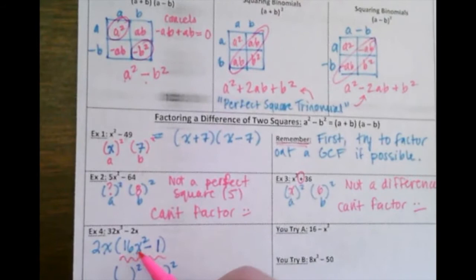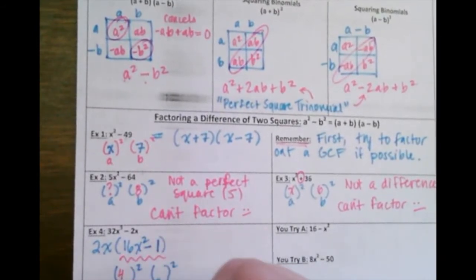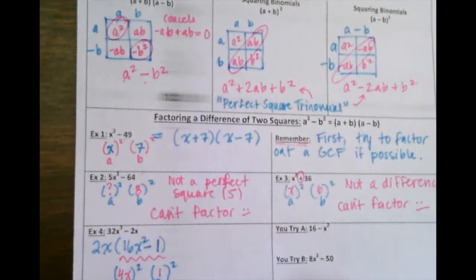So to get 16x squared, what squared is 16? That would be 4, but then I also need what squared is x. So that would be x. So 4x quantity squared gives me 16x squared. And then in my second term, what squared is 1? Well, 1 squared is 1.